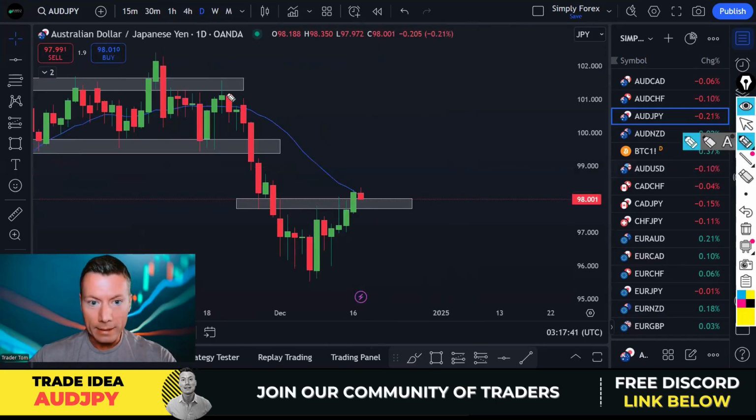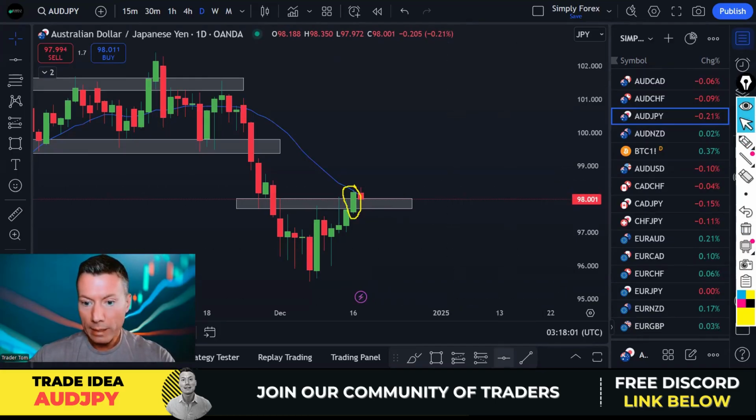Aussie dollar yen, again, we was in this downtrend. We were seeing a bit of sideways price action, right? But we've had a break now. We've broken these highs, and we've broken it with this candle right here. So yesterday's candle was the catalyst for this structure break.